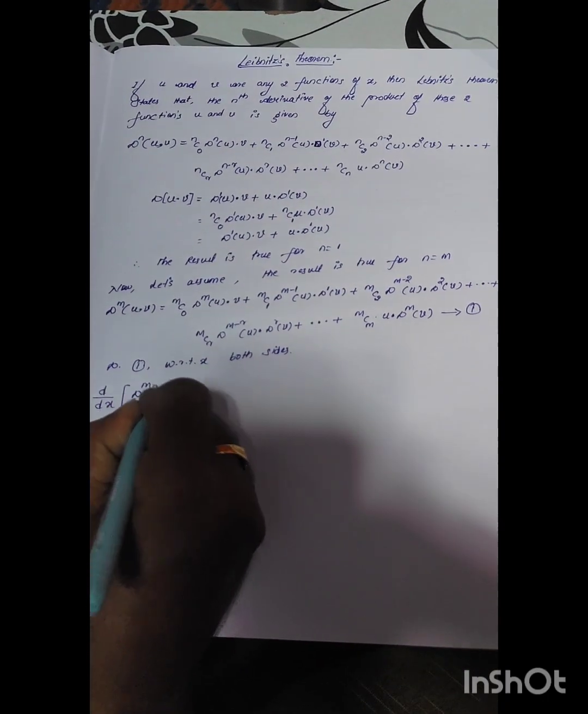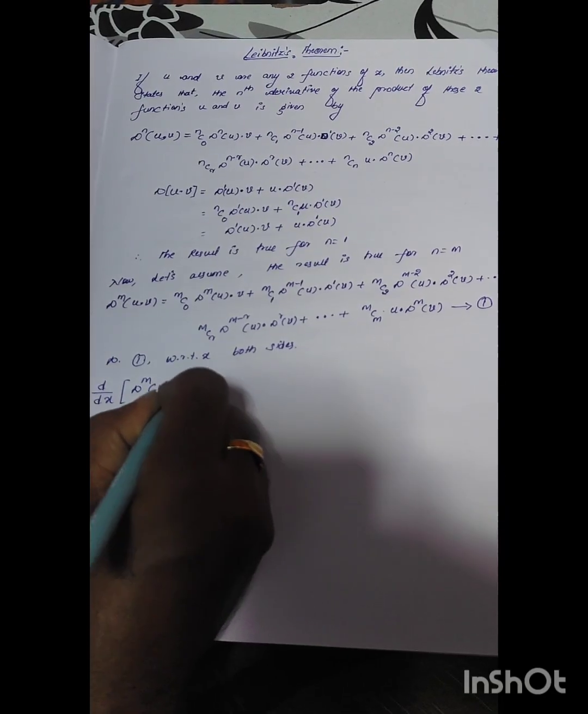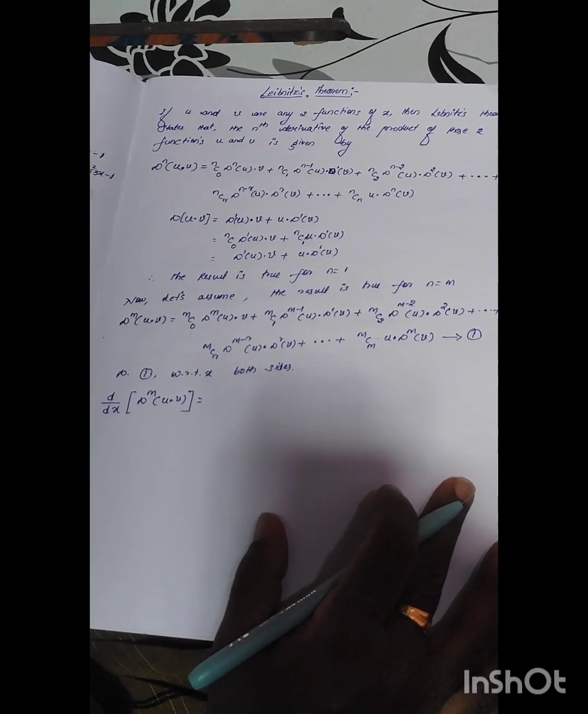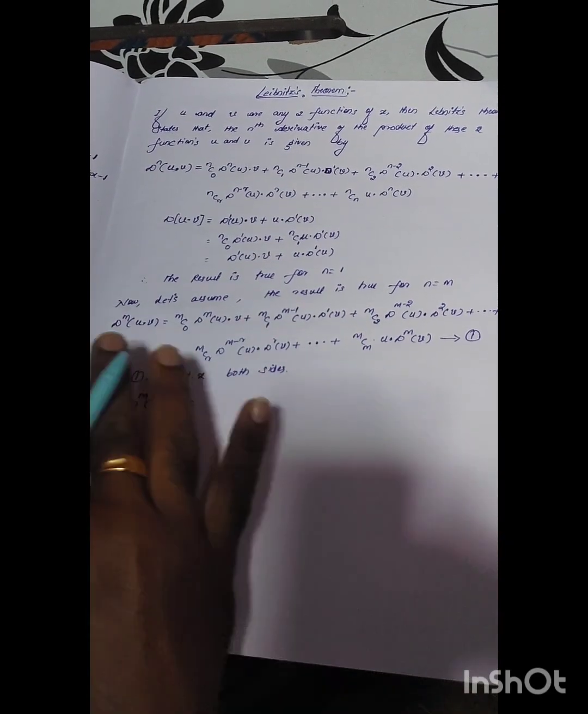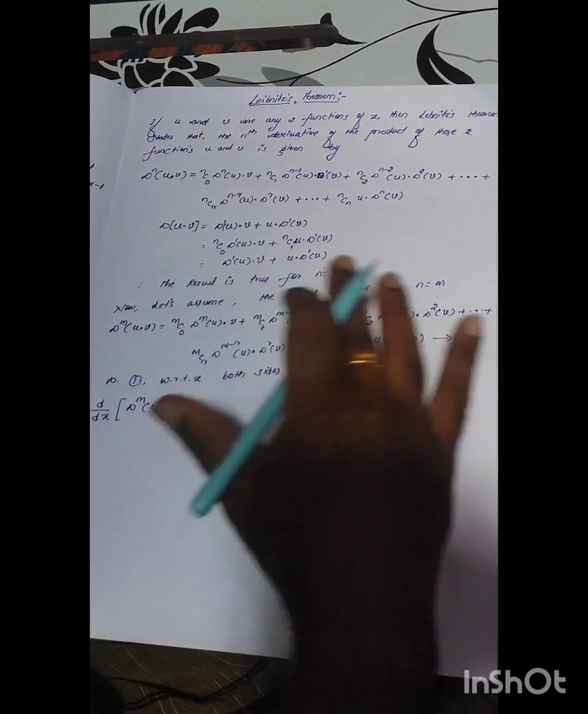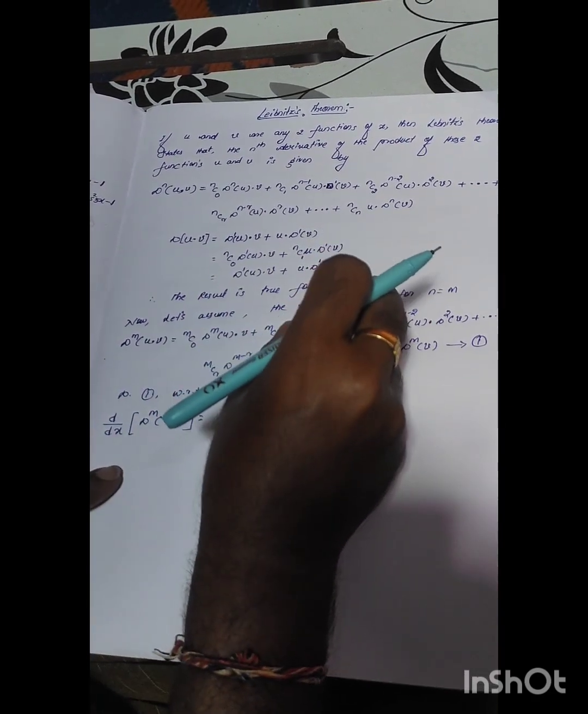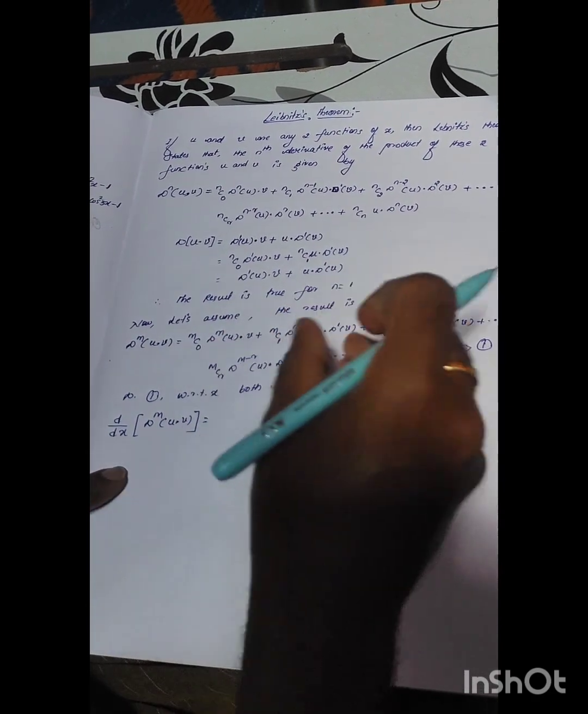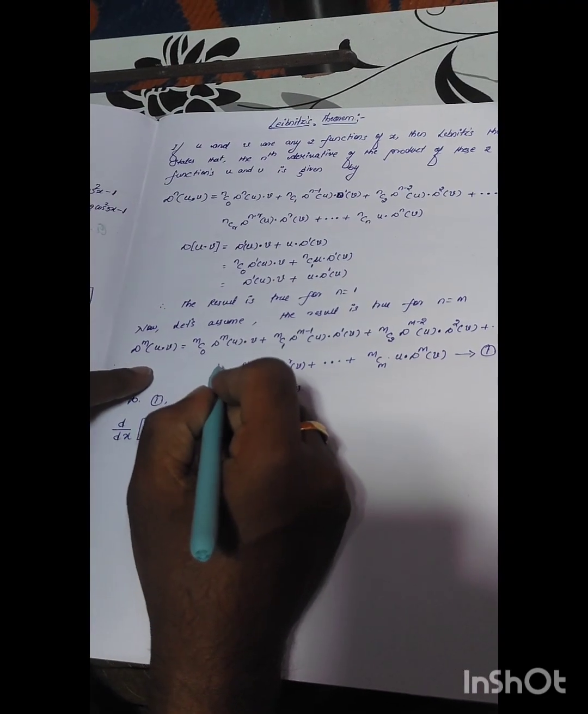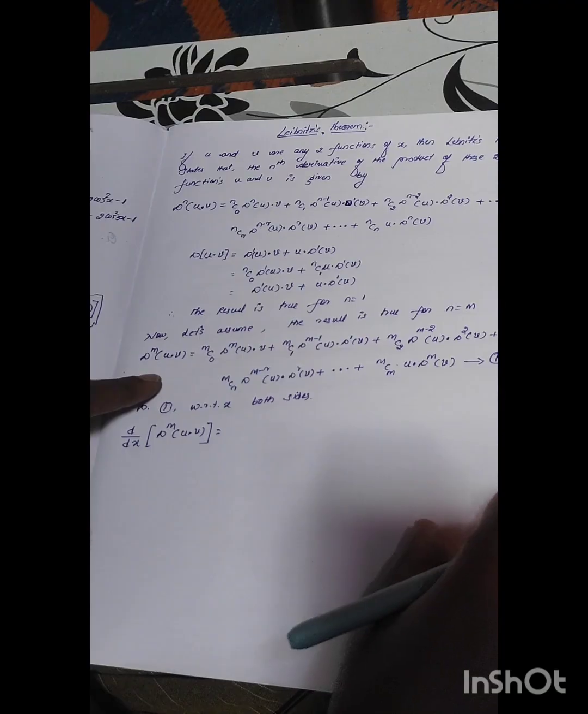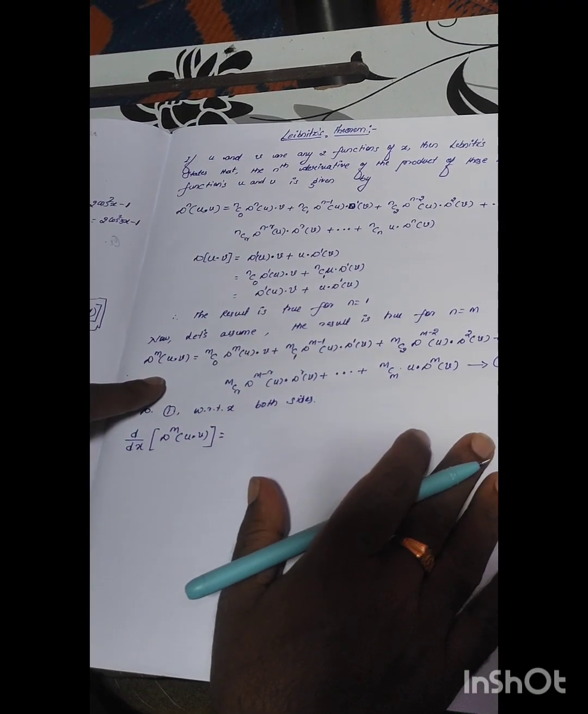So what happens? d by dx of dm of u comma v will be equal to, we have to take the derivative of this complete term, that is d by dx of the first term, d by dx of the second term, the derivative of each term. If d by dx of a plus b plus c, then we have to take d by dx of a plus d by dx of b plus d by dx of c.